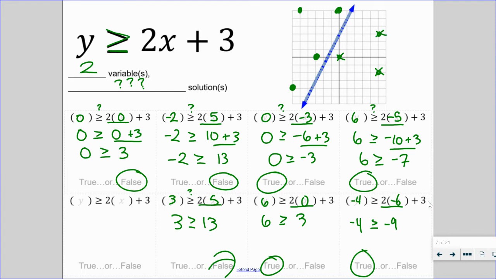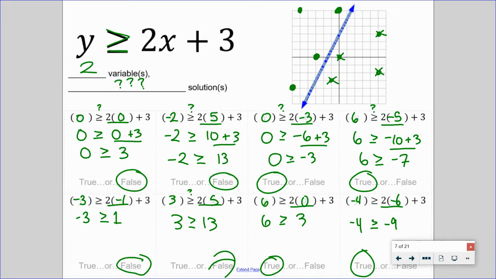All right, forget that. Let's try -1, -3. So when x is -1 and y is -3, 2 times -1 is -2, plus 3 is +1, and that is still a false statement. So why did you do extra points? Well, as you can imagine, none of these points over here would work.